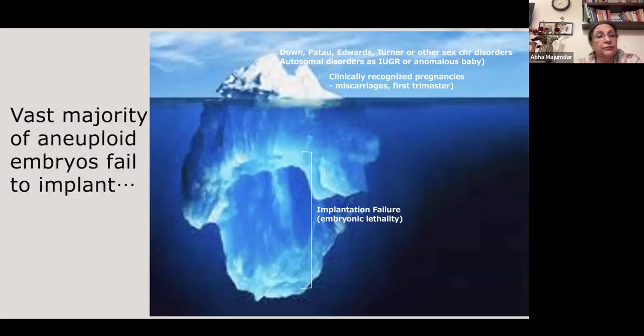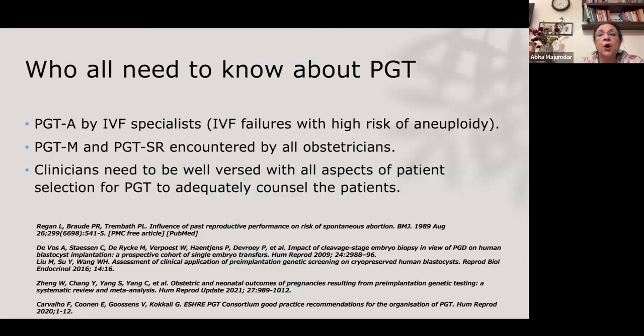Now, who all need to know about PGT? PGTA is used by IVF specialists, that is, for IVF failures with high risk of aneuploidy, which is known in advanced age mothers. So we need it when women of advanced age come with repeated failures. Now, PGTM and PGTSR are encountered by all obstetricians. So clinicians need to be well versed with all aspects of patient selection for PGT and be able to adequately counsel these patients also.